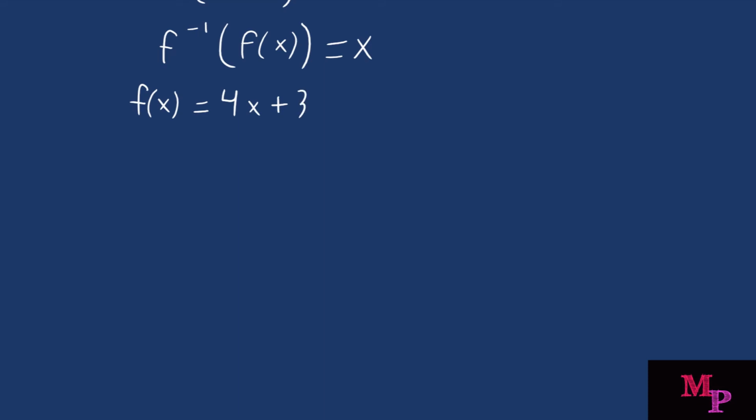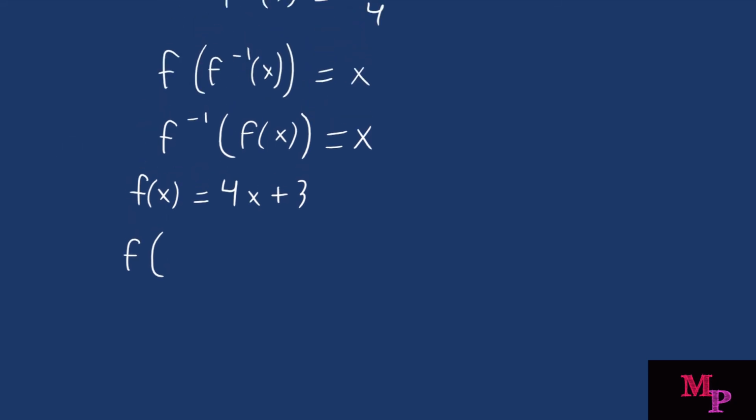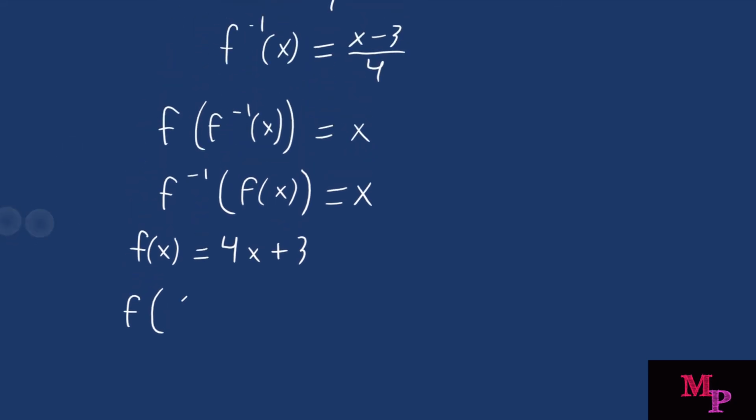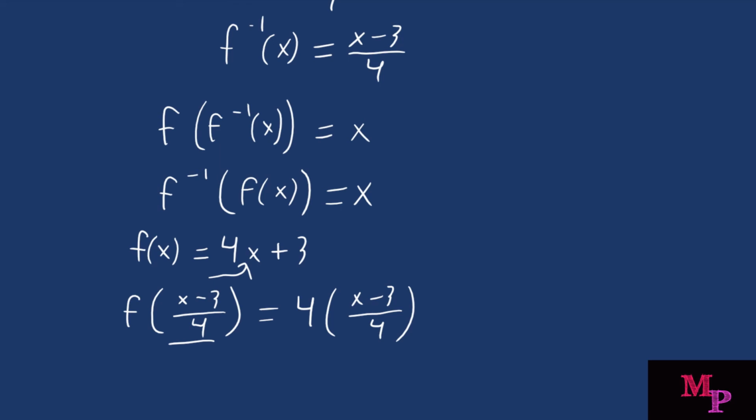So now let's try to plug in our inverse function, which is x minus 3 over 4. And whenever you're plugging in a function, you're just going to take what's in here and replace it everywhere you see an x. So 4 times what's in the parentheses, which is x minus 3 over 4. And then plus 3 to that.